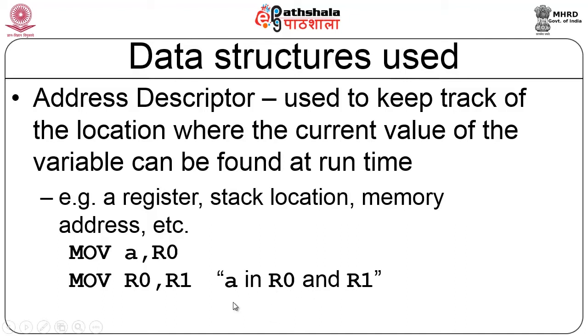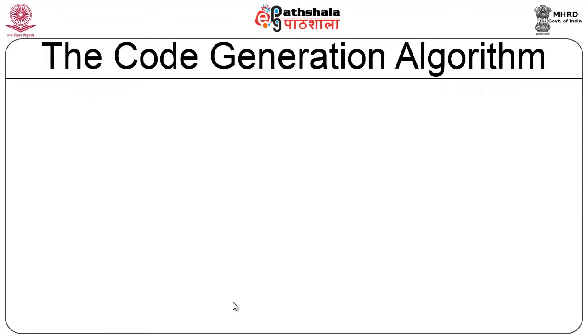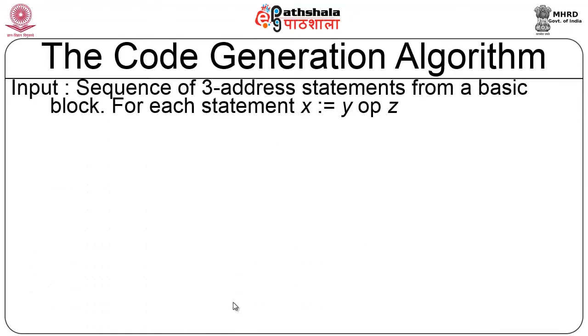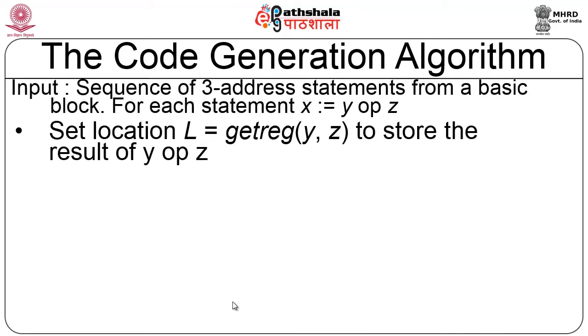So these two data structures are going to be used by the simple code generator algorithm. Now the code generator algorithm flow is given here. For every statement of the form x is equal to y operator z, okay, this is a typical 3 address statement, we have already seen this, you will use a function called get register, which is going to take 2 arguments y comma z. And that will return one register name that is assigned as L. And this register is used to store the result of y operator z.